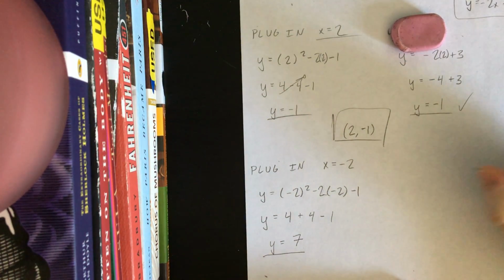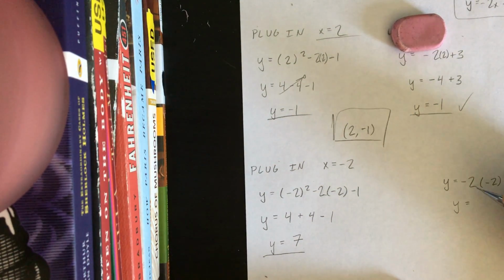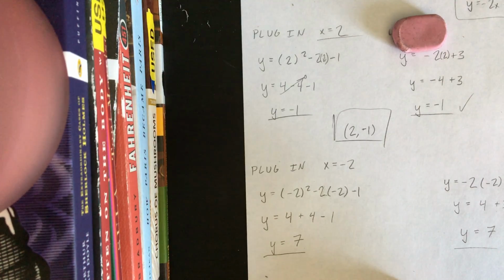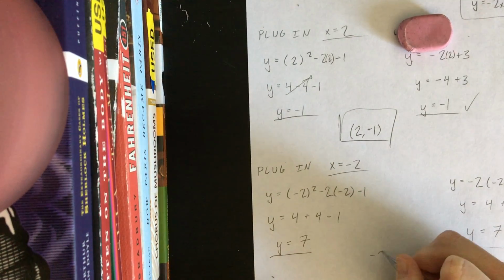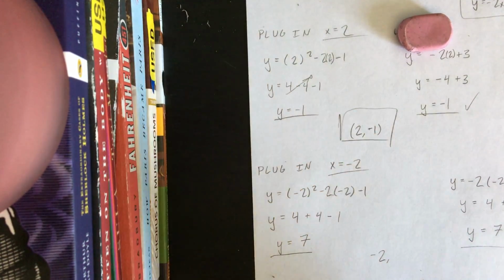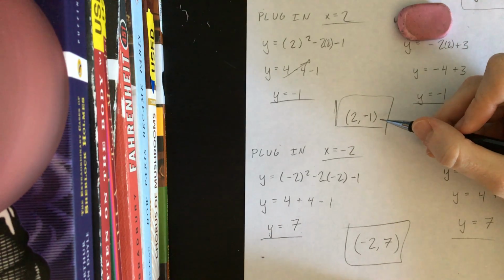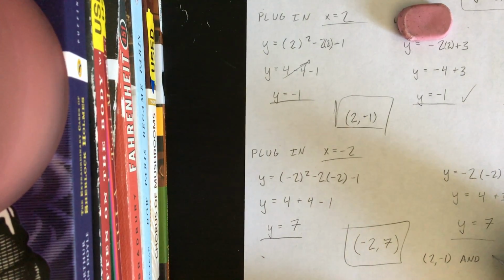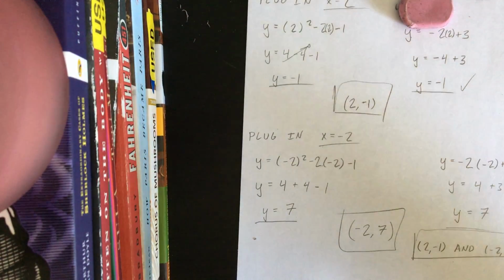Plug into the other equation just to check. Y equals negative 2 times negative 2 plus 3. So negative 2 times negative 2 is positive 4, plus 3, so y equals 7. Now we plugged in x equals negative 2 and got 7, so our ordered pair is negative 2, 7. This is our second ordered pair. So these are our answers, essentially. If you were to write it out, you would write 2, negative 1, and negative 2, 7.